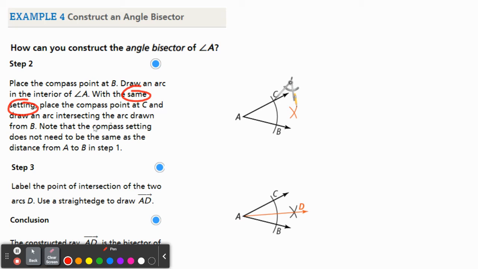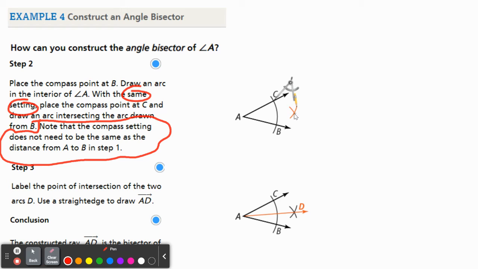Now, the one thing to note, and I hesitate to say this to you, but I will. Going from step 1 to step 2, you can change the compass. But once you get into step 2 and make this first arc, do not change that compass. Make the second red arc with the same setting.